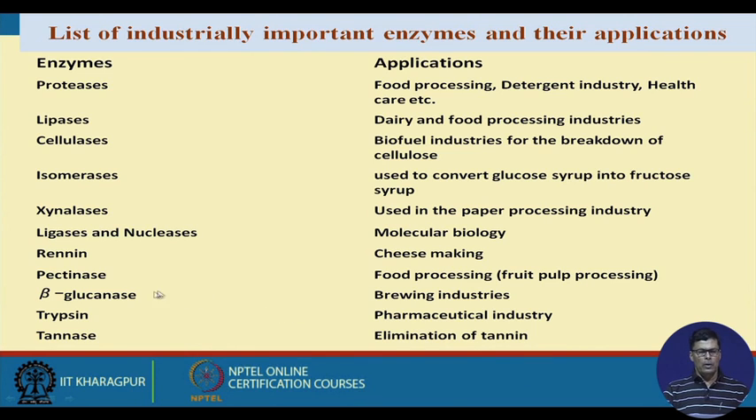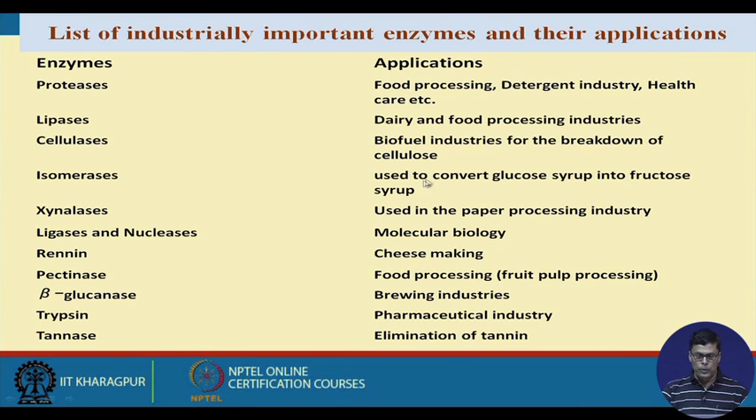production. Now we have a list of industrially important enzymes and their applications, as for example protease, lipase, cellulase, isomerase, xylanase, ligase, nuclease, renin, pectinase, beta glucanase, trypsin, and tannase, because there are a lot of enzymes that are used. And I have given you protease used in the food industry and also in the detergent industry, particularly for removing stains that have attached to the cloth, which can be easily removed with the help of protease enzyme. As for example, blood can be degraded with the help of protease enzyme, and it can also be used in healthcare.